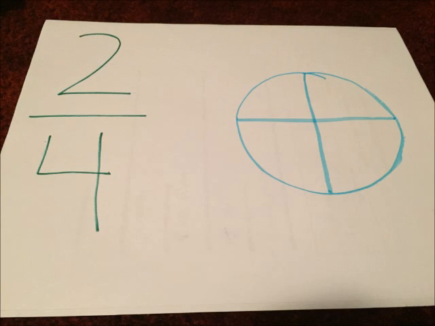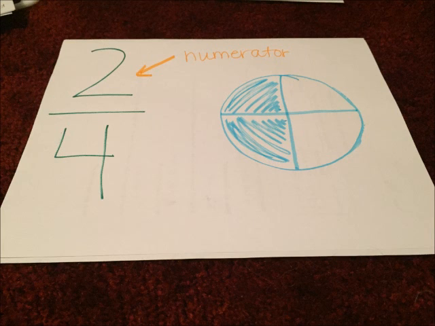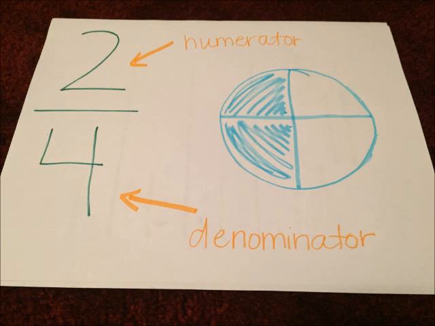Here's the fraction 2/4. This means that if we have a circle and divide it into 4 pieces, we will shade 2 of the 4 pieces. This drawing represents 2/4. We also know that the top number is called the numerator and the bottom number is called the denominator. Now we will use the 2/4 as an example again for learning to reduce.